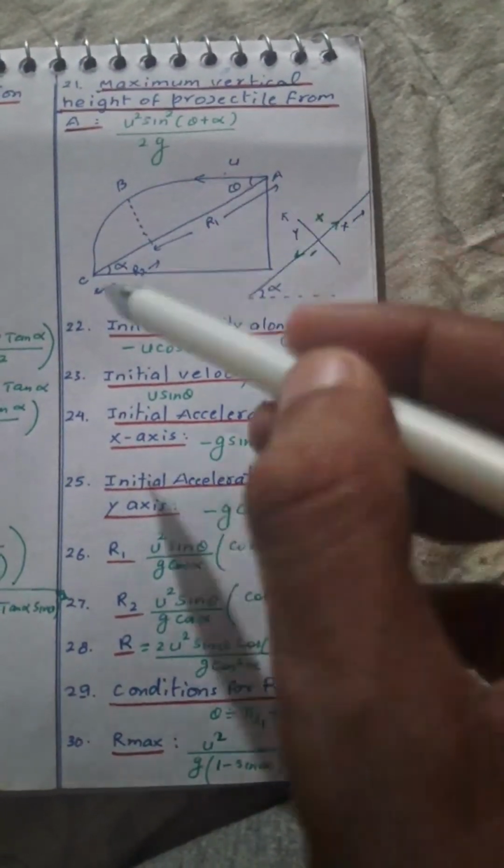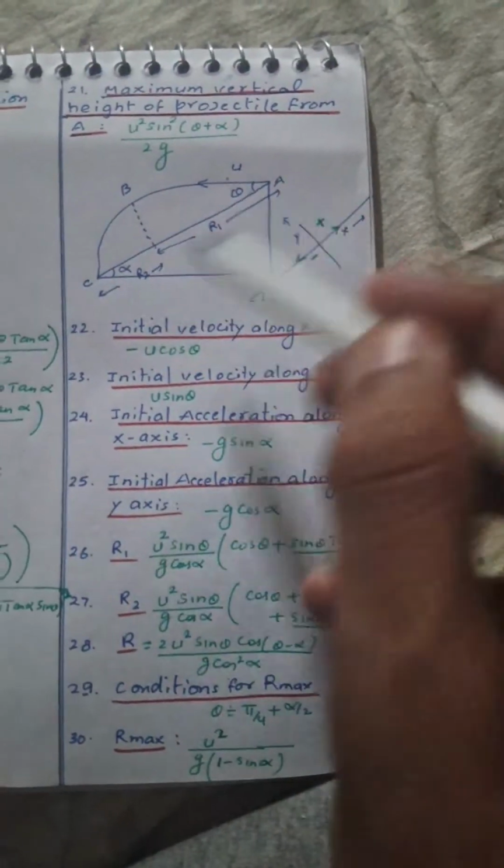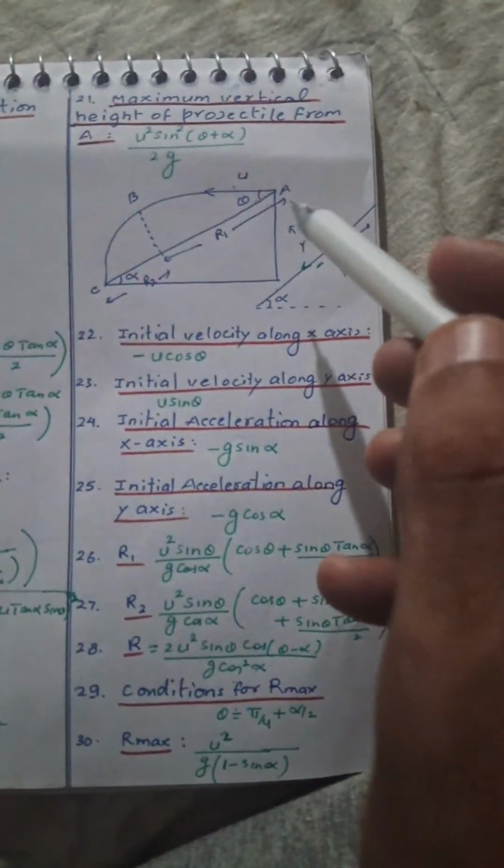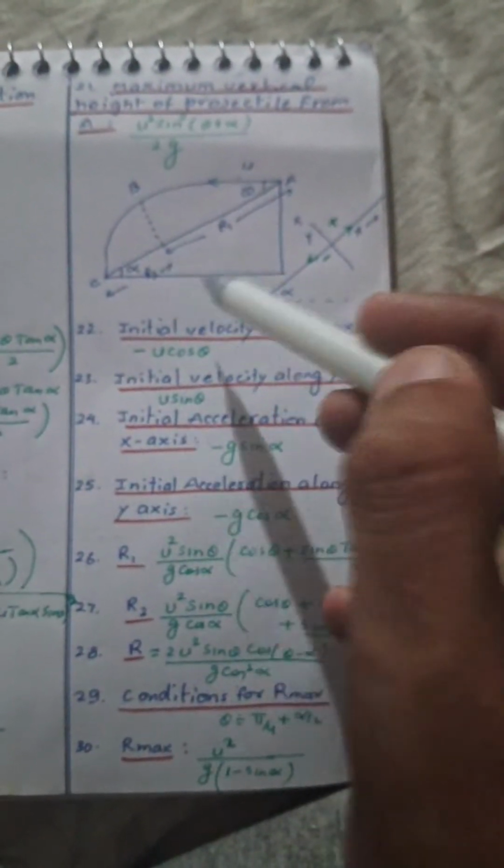Now here the difference is, here R2 will be greater than R1. Obviously it will be speeding up. When it moves down the plane, speed will increase. And since there is acceleration in the horizontal direction and time is the same, obviously R2 is greater than R1 over here.